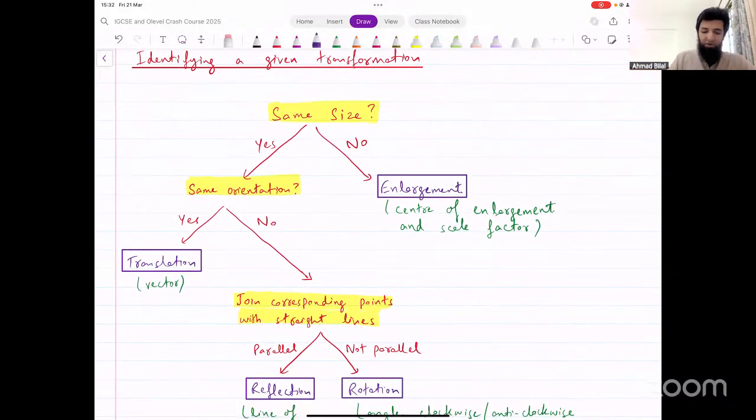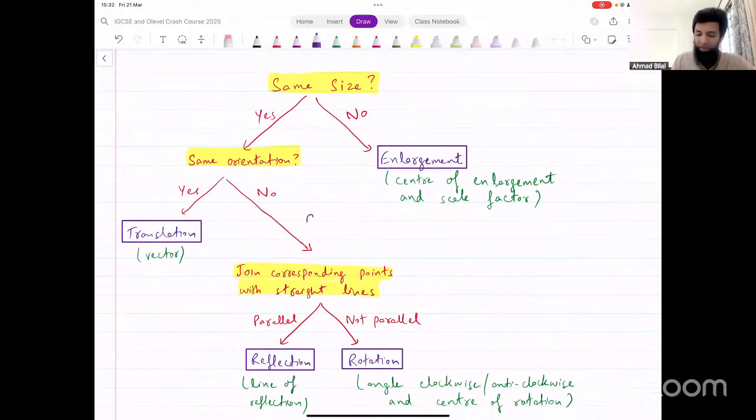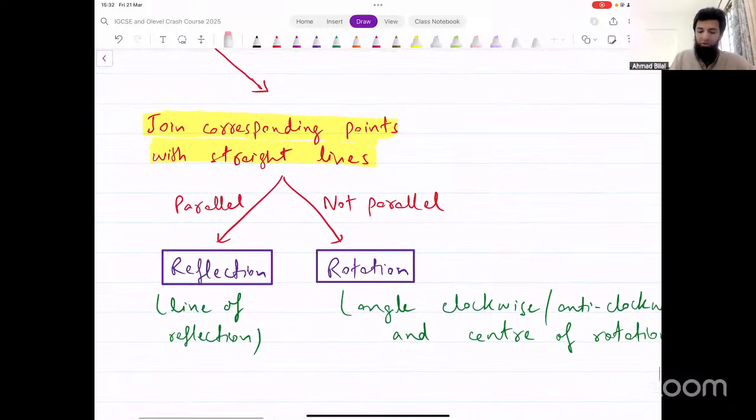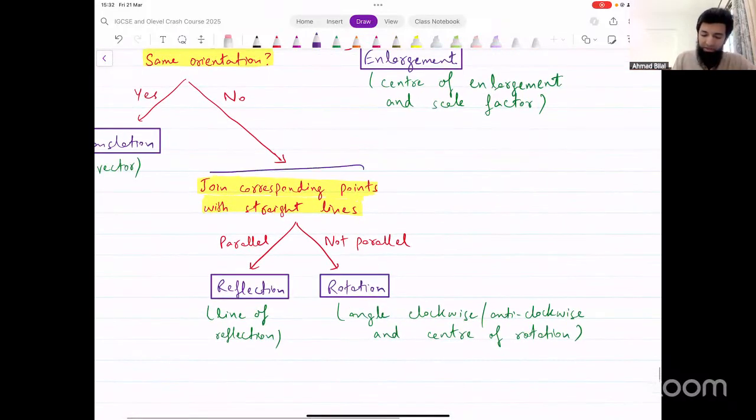If that is not the case, if the orientation is not the same, what happens in that case? It could either be a reflection or a rotation. It could be one of these two. How do you differentiate between those two? You join corresponding points with straight lines.